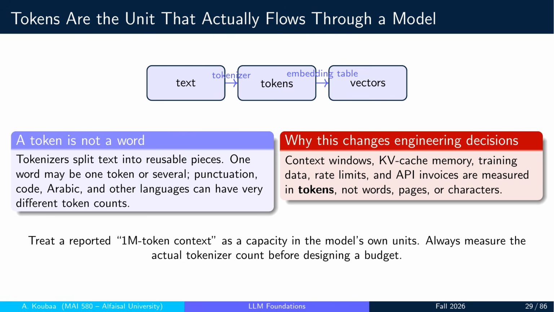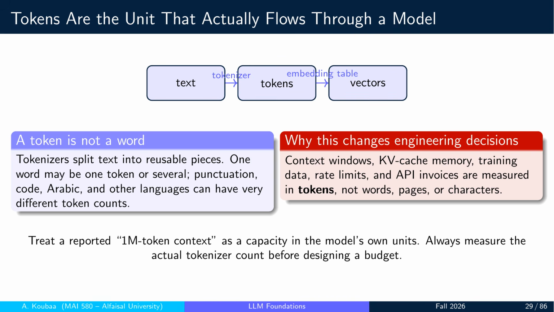Students say word. The model does not process words. It processes tokens. Follow the diagram at the top. Text goes into a tokenizer, which produces tokens. The tokens go into an embedding table, which produces vectors. And notice that this is the same split we made at the start. The tokenizer handles morphology. The embedding handles semantics.